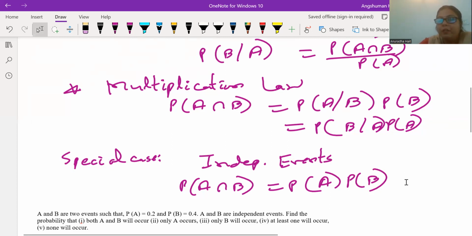So we are getting two laws of probability. First is addition law. The meaning is the occurrence of A or B or both of them.